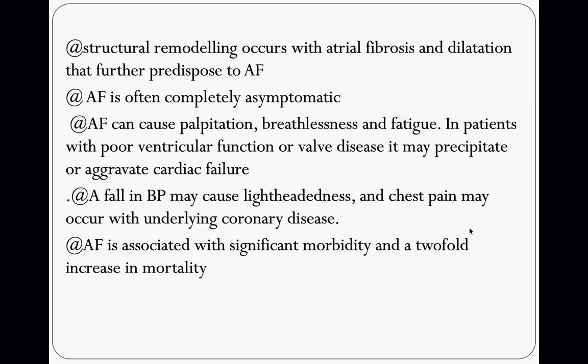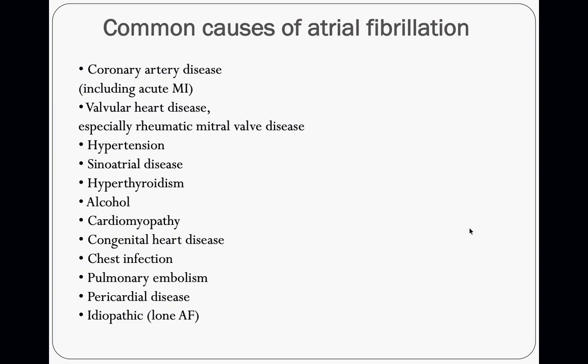Why does AF occur? Common causes of atrial fibrillation: first of all, coronary artery disease, valvular heart disease, hypertension, SA node disease, hyperthyroidism, alcohol, cardiomyopathy, congenital heart disease, chest infection, pulmonary embolism, pericardial disease, and sometimes idiopathic. All these situations may cause AF.